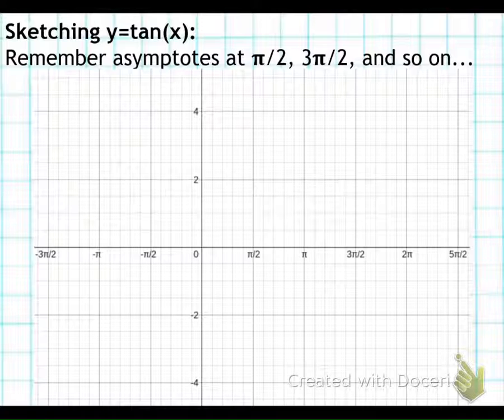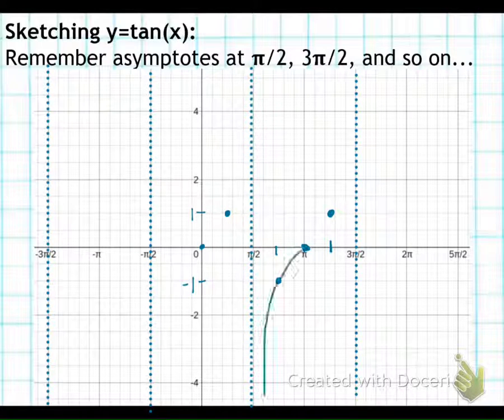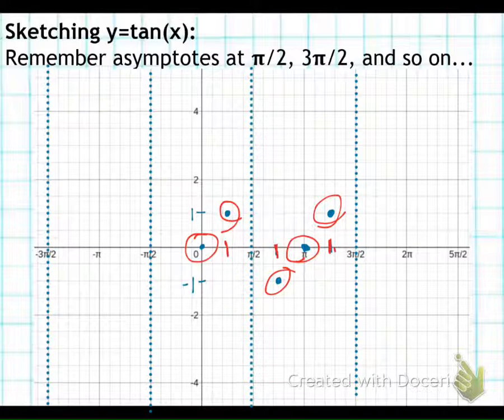Again, if you're graphing from negative 3 pi halves, say to 5 pi halves, I would start by drawing my asymptotes, and then I'm graphing these significant points. In here, I know tangent of 0 is 0, tangent of pi fourths is 1, then tangent of 3 pi fourths, right in between pi halves and pi, is going to be negative 1. Tangent of pi is 0, and tangent of 5 pi fourths is 1. It keeps that diagonal line look to it, but that's just our significant points.